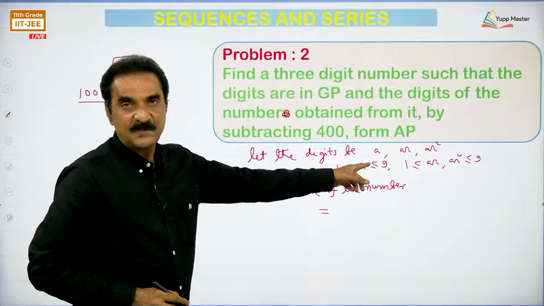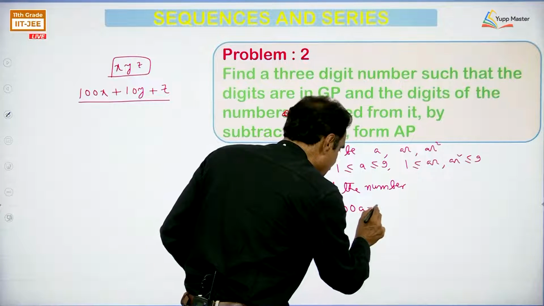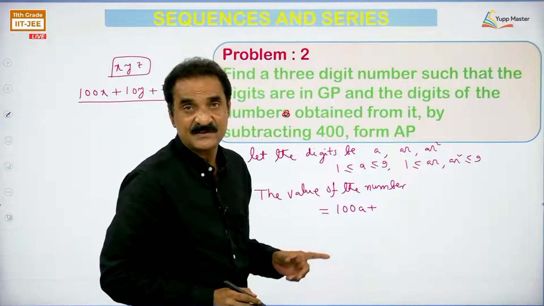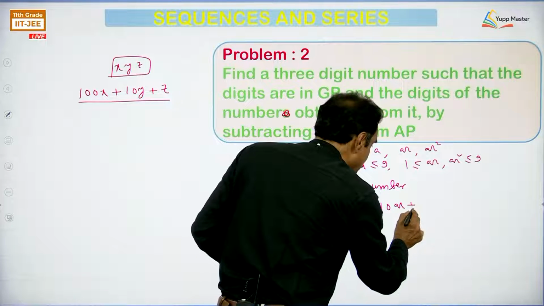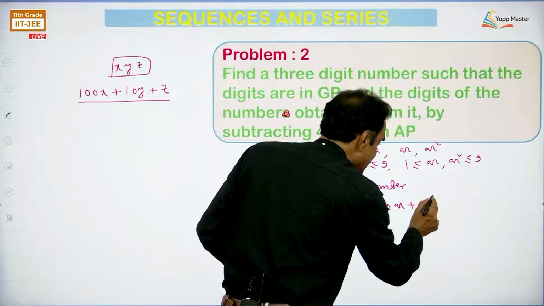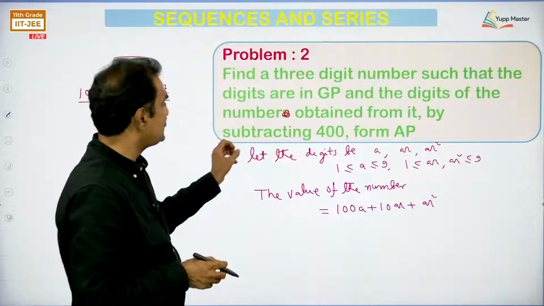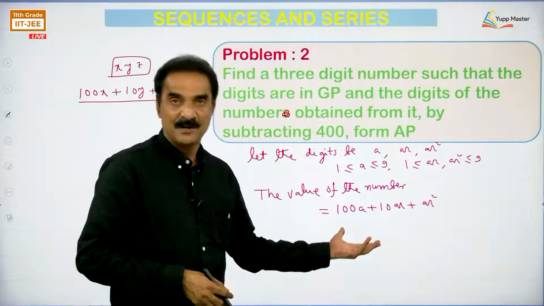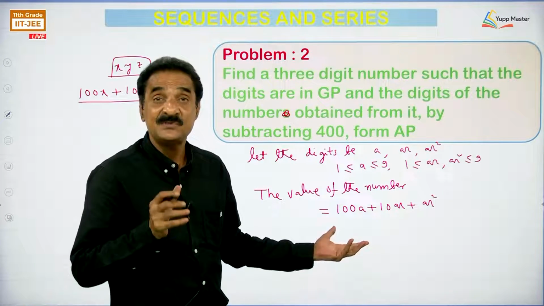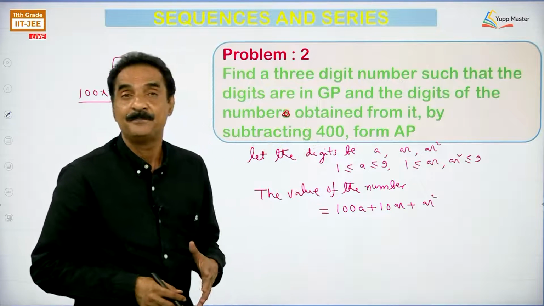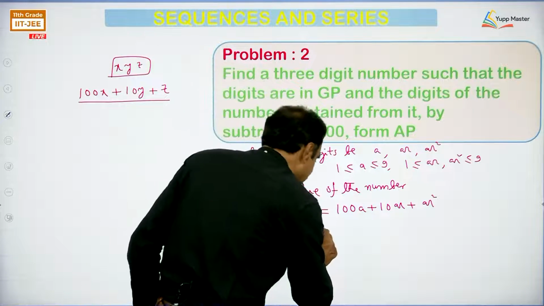a is in hundreds place, so it is 100a, plus ar is in tens place, so 10ar, plus units place ar square. This is the value of the number. Now when we subtract 400 from this number, we will get another 3-digit number whose digits are in AP. So now let us subtract 400.